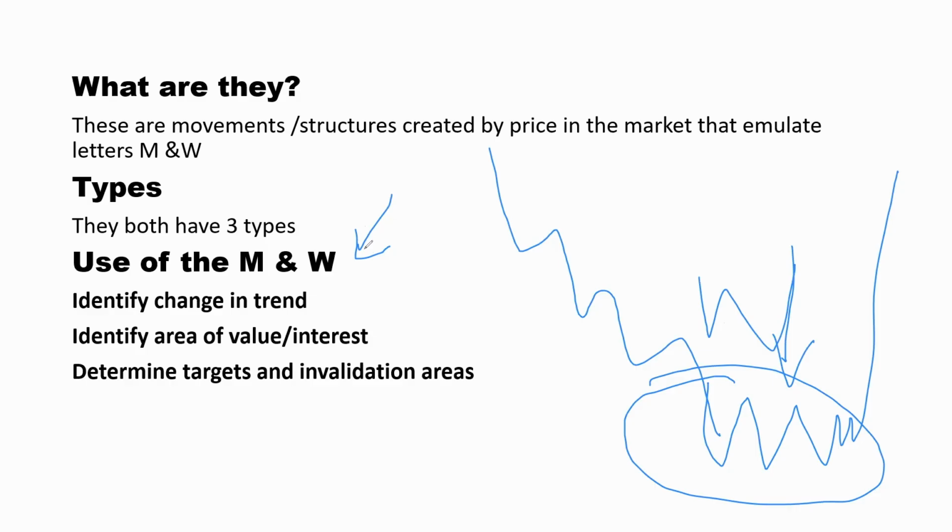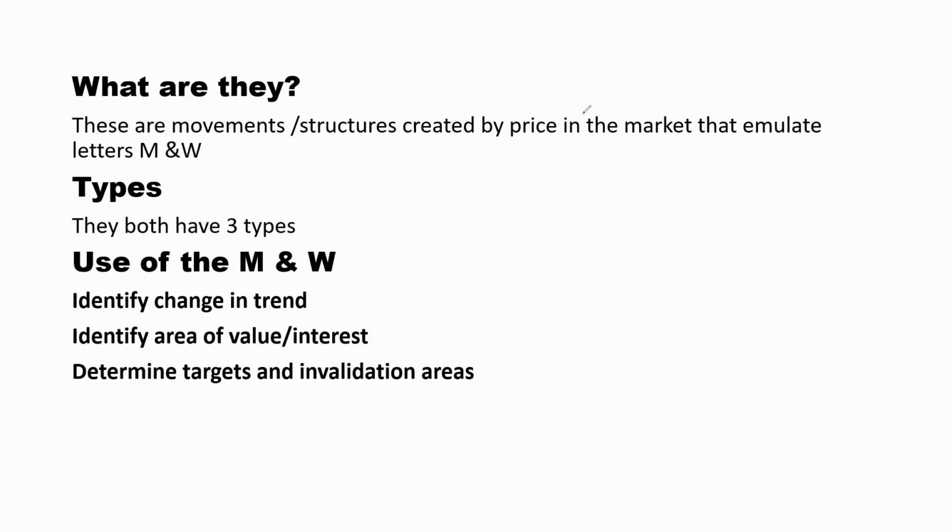Now, the second use, it gives us the area of interest, what we call area of value. M's and W's do give us area of interest or area of value. What do I mean by that? Before you take a trade, before you even think about saying that I'm going to buy, or you make a decision to start picking an interest in a certain pair or commodity, or cryptocurrency or stock that you want to trade, you need to get interested in that particular pair.